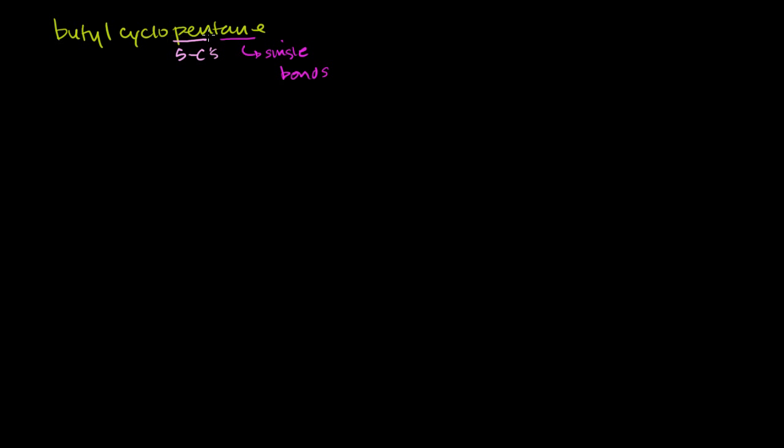And it's a cyclopentane, so it's 5 carbons in a ring. So the 5 carbon ring is the backbone. And then we have a butyl group added to that 5 carbon ring. Now you might say, hey Sal, how do I know which carbon to add it to? When you're dealing with a ring and you only have one group on the ring, it doesn't matter. Well, let me just show you what I mean.